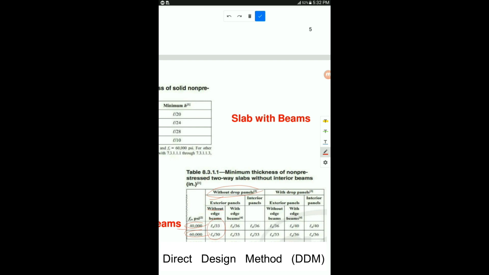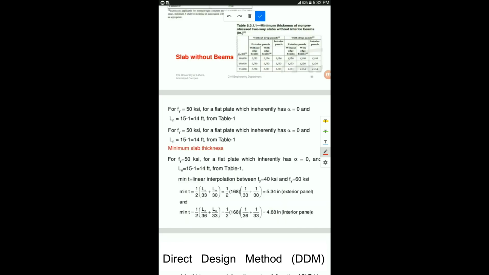Similarly for the interior panels, I'm going to take the average of these three values. So just note down these values. For the exterior one, we're going to use this one, and for the interior, first we are going to calculate Ln, which is the longer clear span. We have a panel of 15 by 12, so this is the longer dimension, 15. We're going to take the longer clear span, so 15 minus 12 inches, so 6 inches from each side, and it becomes 14 feet.